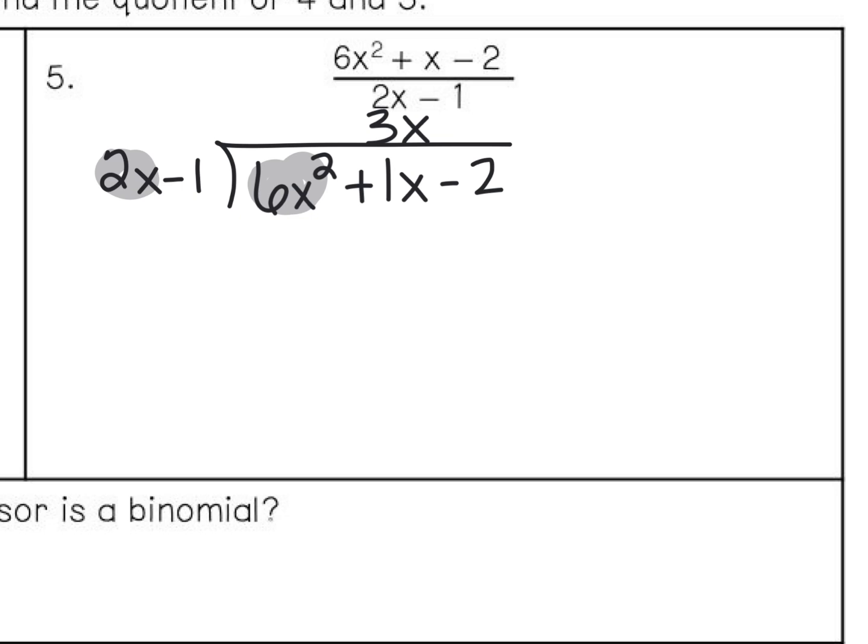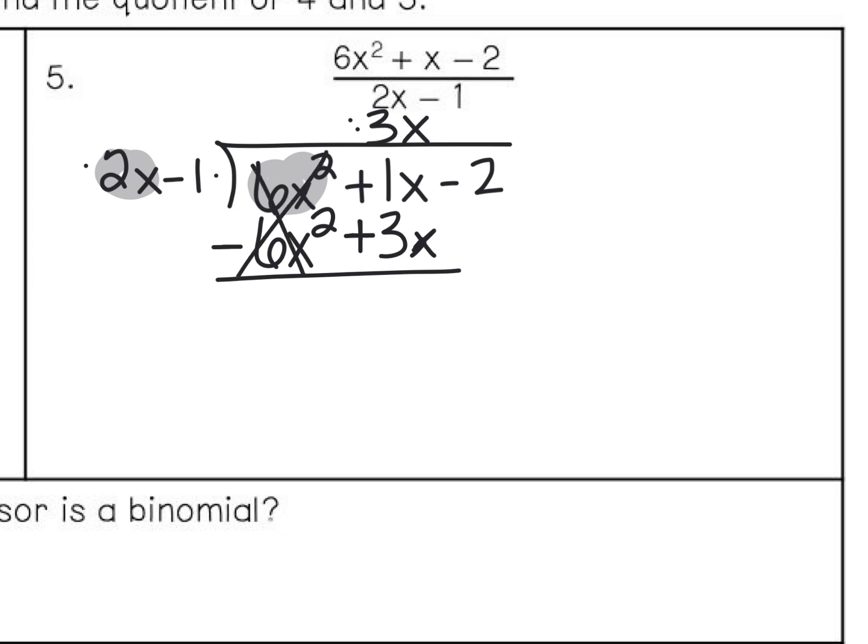So make sure you're multiplying. I have 3x times 2x, which is 6x squared, like we wanted. But I also have to do the 3x times the negative 1, which is a negative 3x. We've divided, we've multiplied, now subtract. So we're just changing those signs. This 6x squared becomes negative, and this negative 3x becomes a positive.